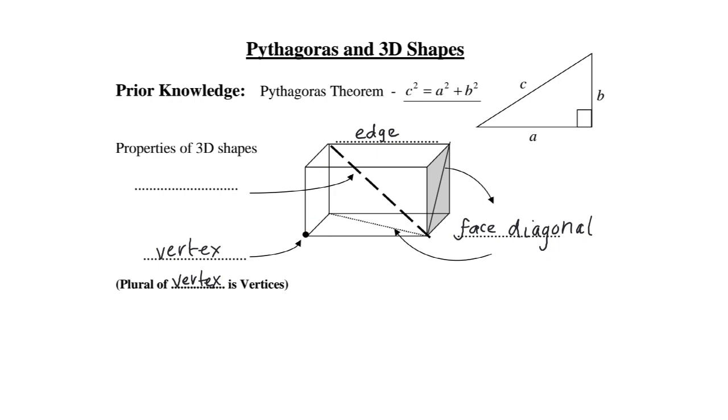Now for this main dotted line, the bold dotted line that goes from the top left, or the back left, down to the front right, that's moving through space. It's moving through the middle of the cuboid. So we're going to refer to that line as a space diagonal. Now, these are very important terms for 3D Pythagoras, and you need to be familiar with them in order to complete this topic.